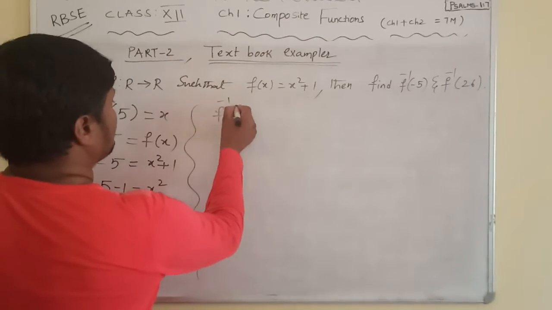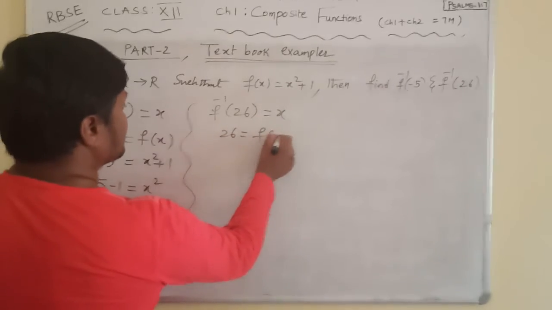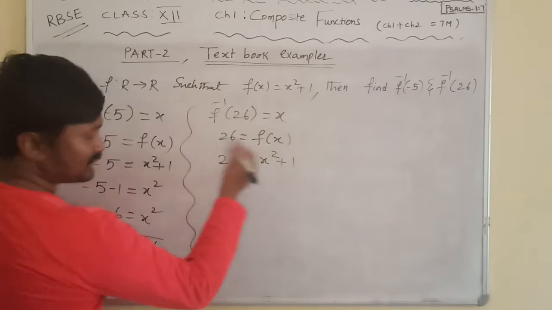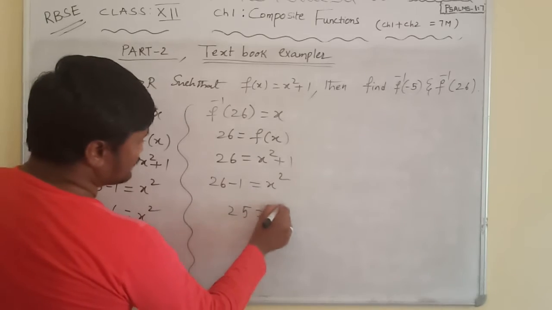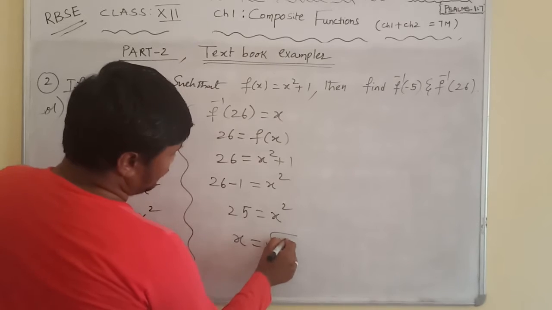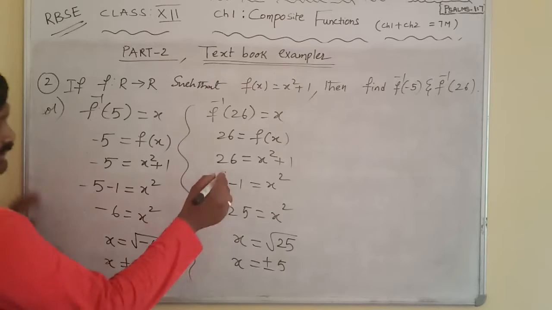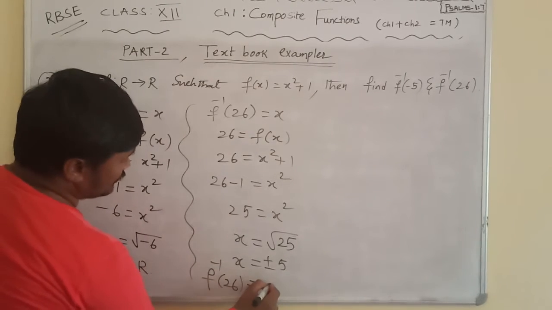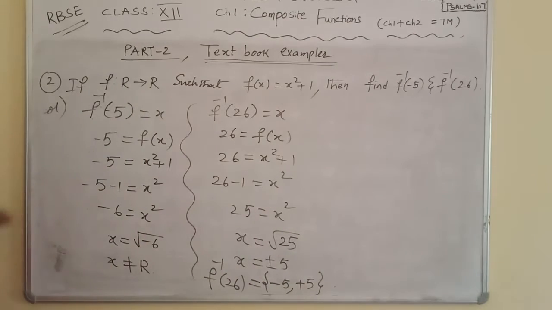Let's move on to the next one, that is f inverse of 26 is equal to x. Then we can write 26 is equal to f of x, and f of x is x square plus 1. Plus 1 comes to the other side as minus 1. 26 minus 1 is equal to x square, so 25 is equal to x square. Then x is equal to square root of 25, which means plus or minus 5. So f inverse of 26 is equal to minus 5, plus 5, or plus 5, minus 5. So this is about your second question.